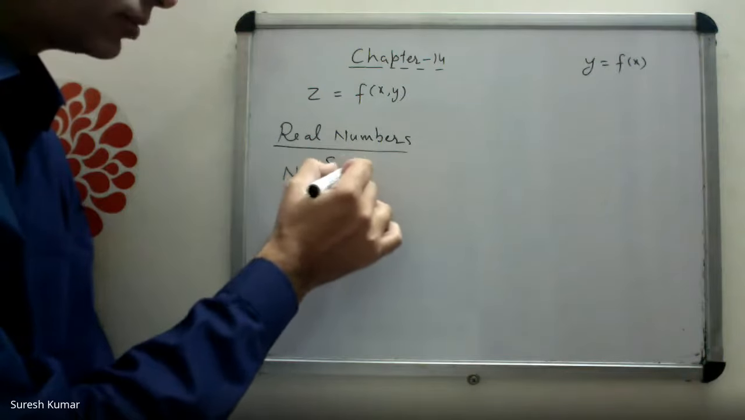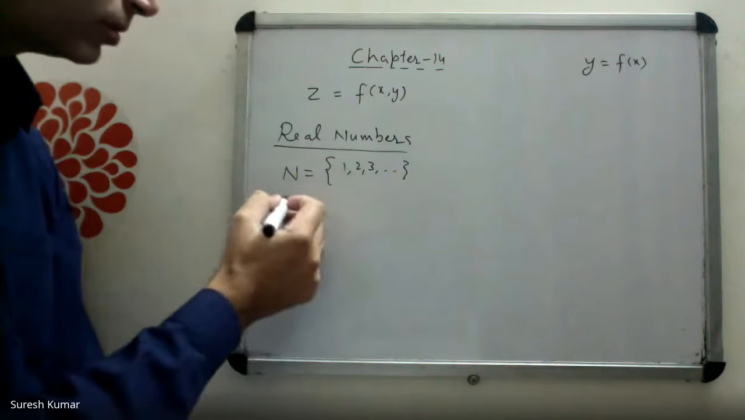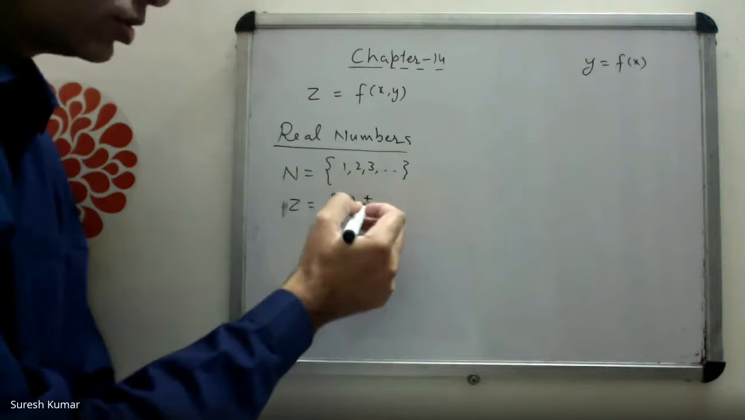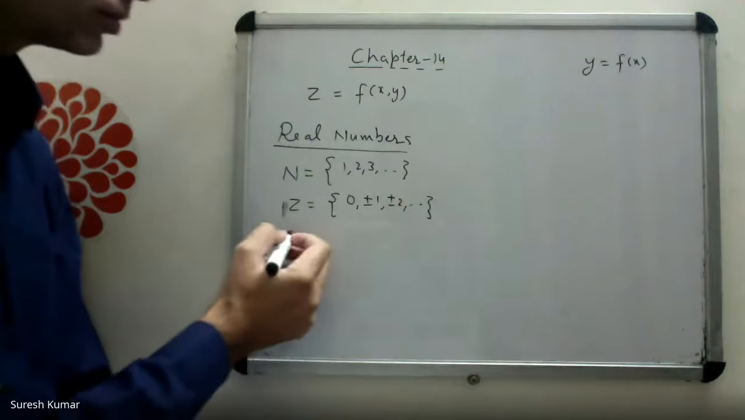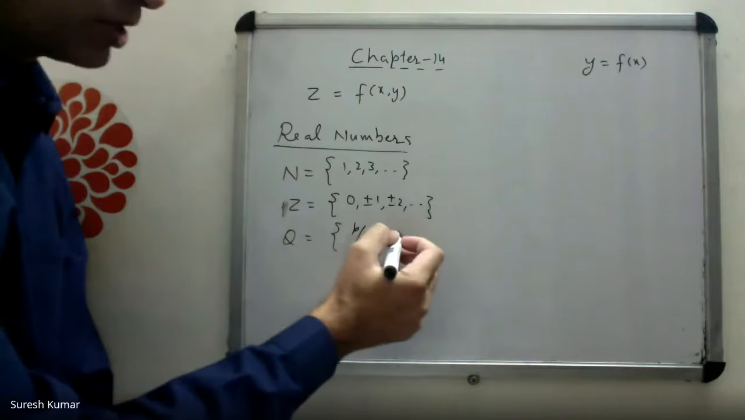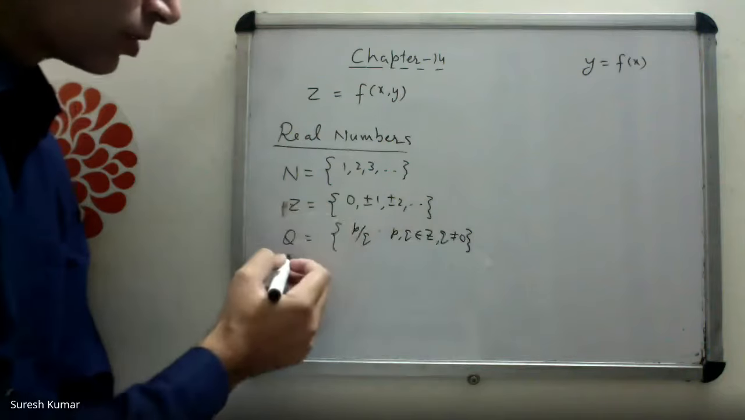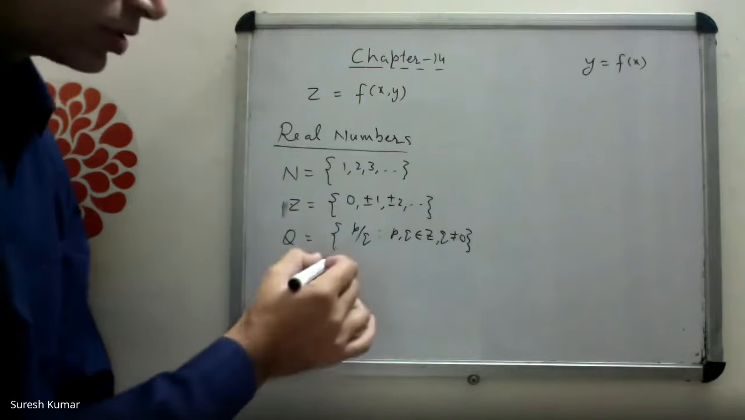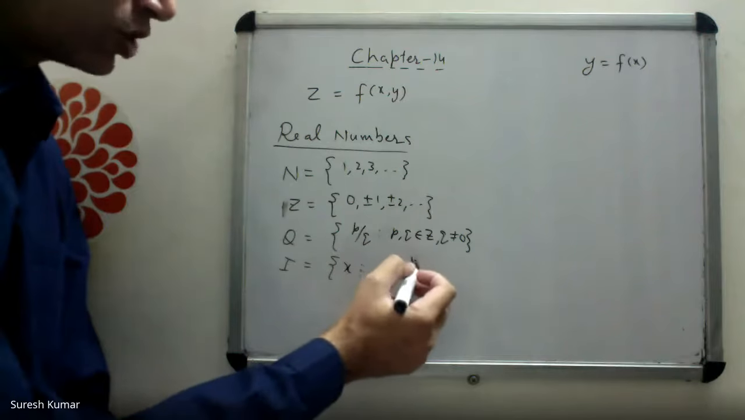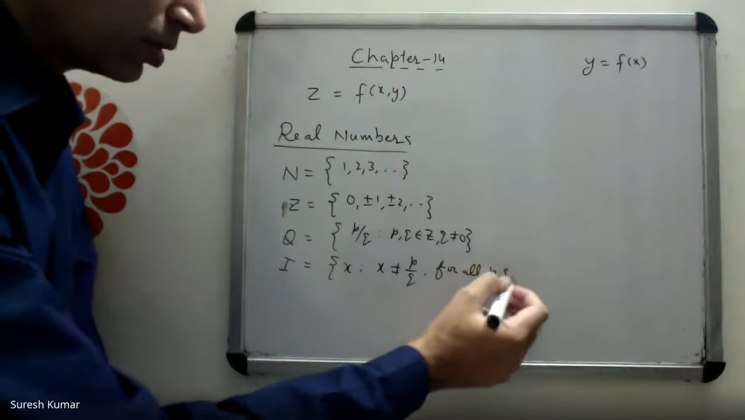I believe you are familiar with the natural numbers or counting numbers. N is the set of natural numbers 1, 2, 3 and so on. Z is the set of integers 0, plus minus 1, plus minus 2 and so on. Q is the set of rational numbers, meaning numbers of the form p by q, where p, q are integers, q is non-zero. I is the set of irrational numbers, meaning the numbers which cannot be written in the form p upon q for any p, q belonging to Z.